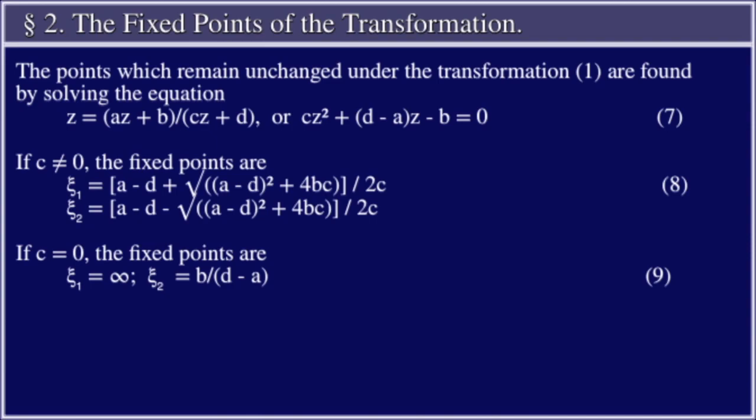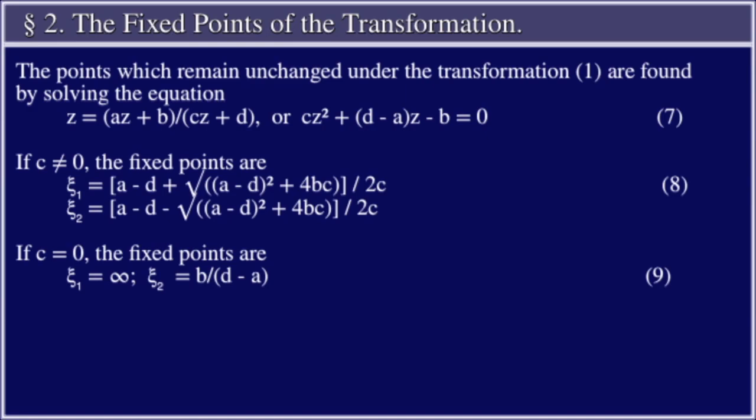If c is not equal to 0, the fixed points are χ1 = (a − d + √((a − d)² + 4bc)) / 2c, and χ2 = (a − d − √((a − d)² + 4bc)) / 2c. Equation 8.